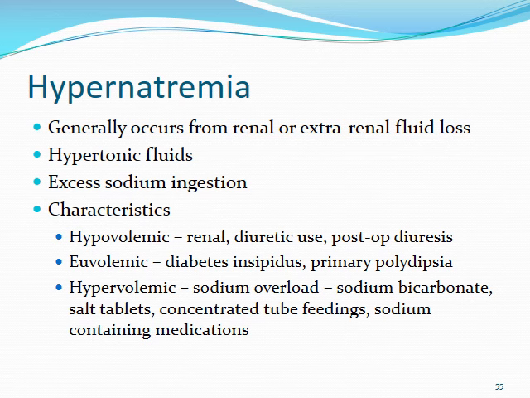Typically, the characteristics you're going to see if you had a hypovolemic hypernatremia, that's going to be related more to things like diuretic use, post-op diuresis, renal losses of free fluids. If you had a euvolemic hypernatremia, that's oftentimes related to diabetes insipidus or primary polydipsia. And then if you have a hypervolemic hypernatremia, this can be related to sodium overload. You can see it if people were being given sodium bicarbonate or salt tablets, they had very concentrated tube feedings, or sodium-containing medications can lead to a hypervolemic hypernatremia.